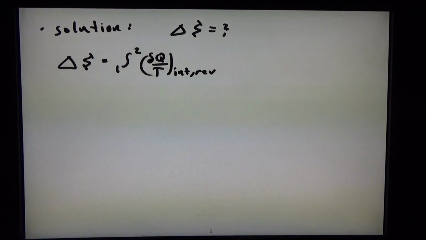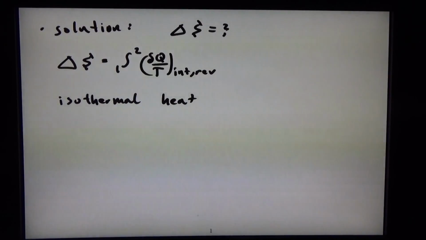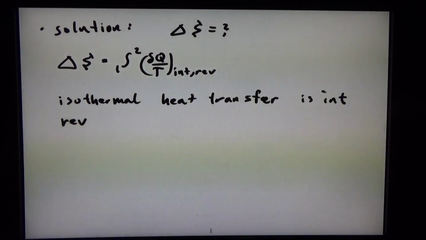because we know that we have isothermal heat transfer, and in the notes I talked about how isothermal heat transfer is the only type of heat transfer that is internally reversible. So we have an internally reversible process. We can use this equation to calculate delta S.